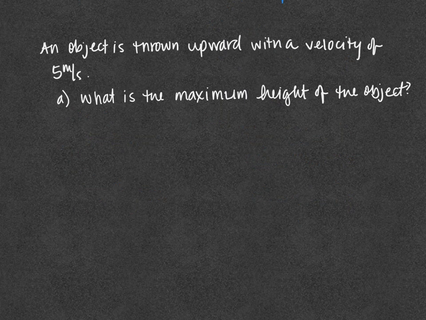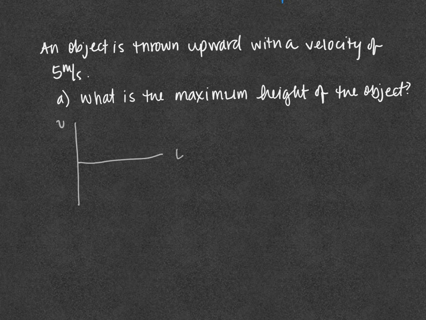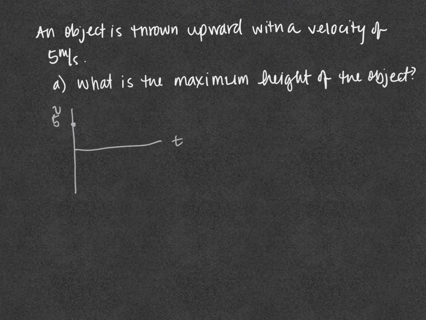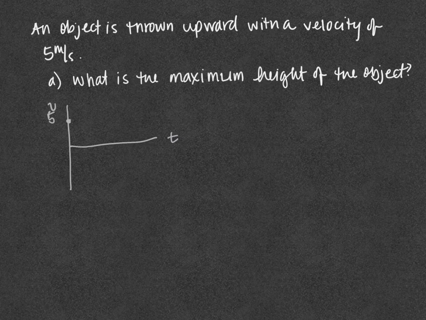Let's look at another one. This time an object is thrown upward with a velocity of 5 meters per second. So first I'd like to start by graphing this one. If I have a velocity versus time graph, and my initial velocity is 5 meters per second, and I know that it is on the face of the planet Earth where the acceleration due to the gravitational field is about negative 10, then I know that I'm going to get a line on this graph that will look like this.